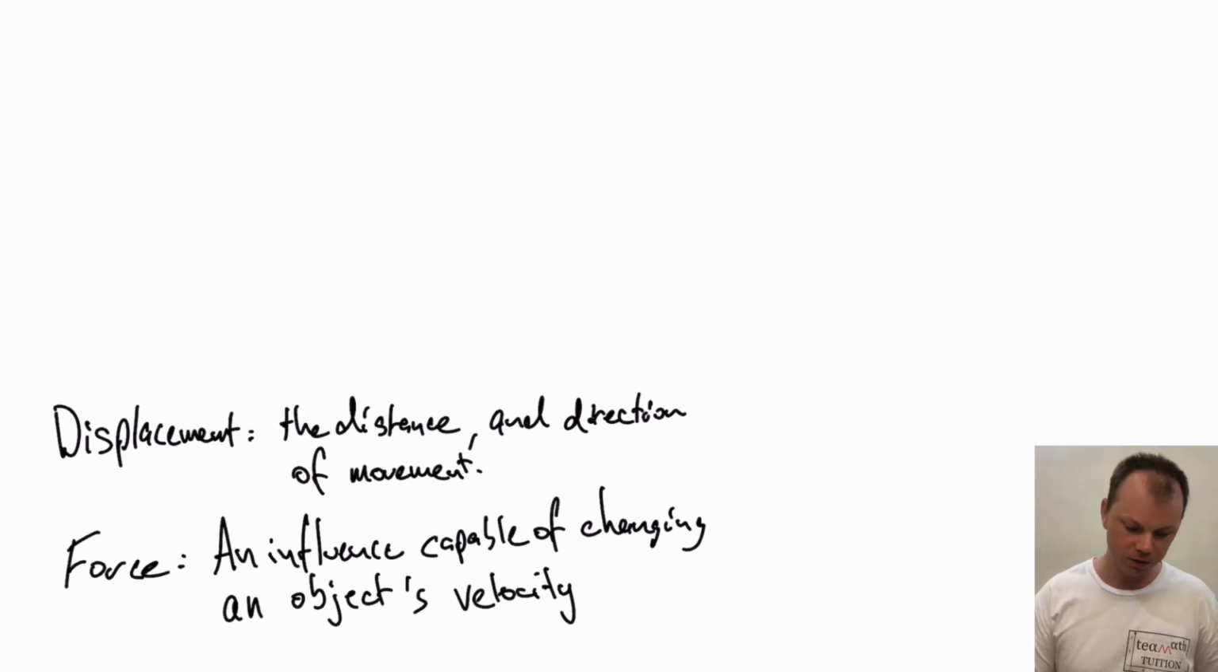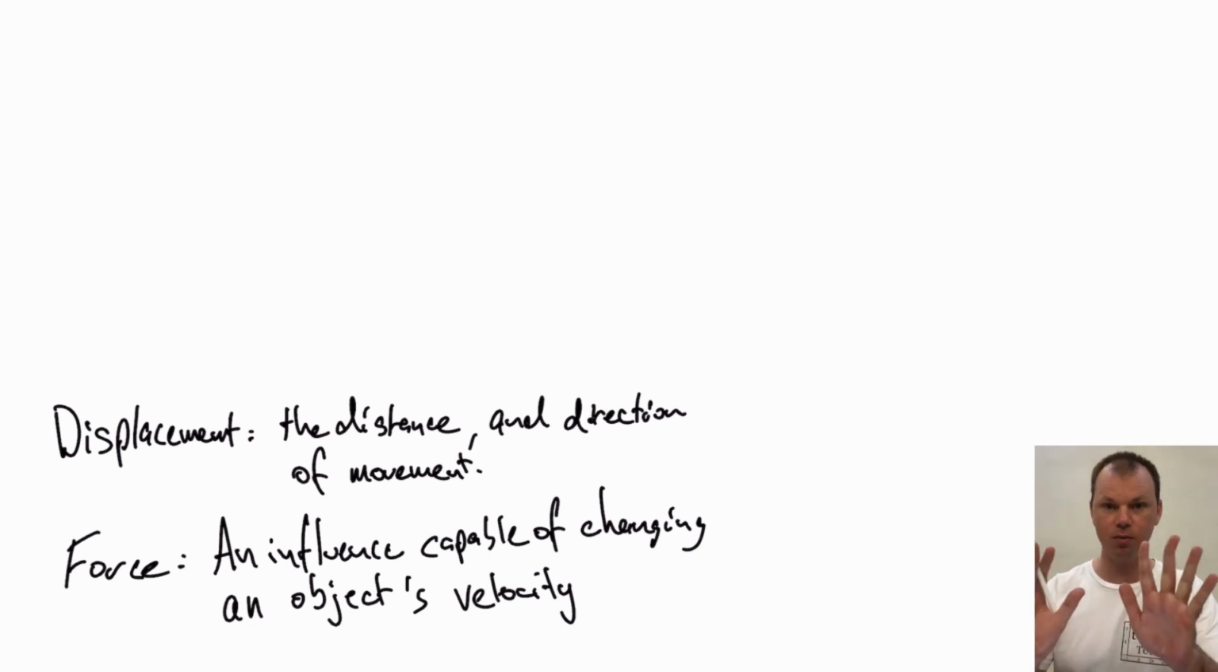The second one here is force. What we're going to use for this video is an influence capable of changing an object's velocity. So for instance, if I was to push someone, their velocity may change. So when I'm pushing them, I'm applying a force to them. If they fell 30 centimeters in the south direction, they would have some displacement in which they are moving.